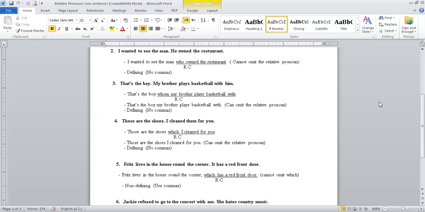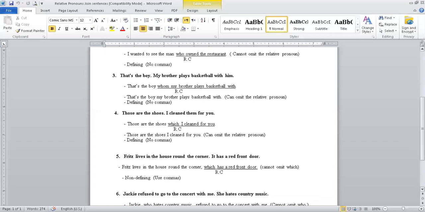Is this defining or non-defining? Is the clause which I cleaned for you defining or non-defining? It is defining. Why defining? Because if you say those are the shoes and you stop, this is not complete information to define the shoes. So we need the relative clause which I cleaned for you to define the shoes. This type is defining. So I don't use commas in this sentence.